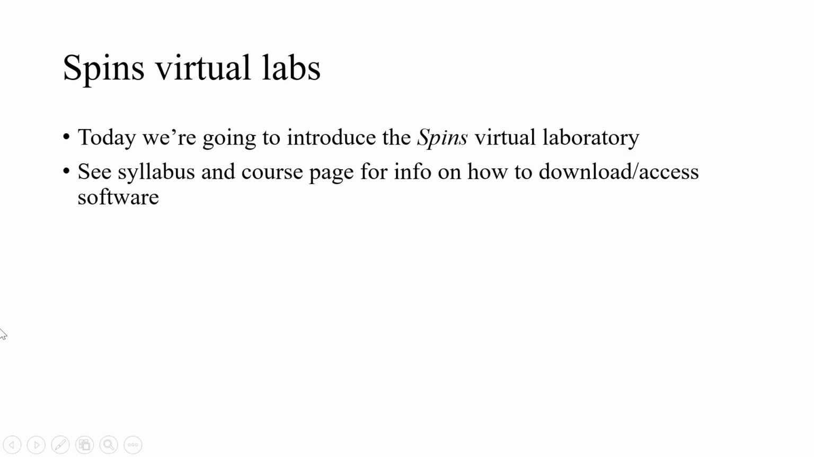So what we're going to do today is we're going to look at the SPINS virtual labs. You can go to the syllabus or the course webpage and get info on how to get access to this software. There's an online version. You can also download a local version to run this. We will be using this in some of our synchronous meetings to do some activities together and really get comfortable with quantum mechanics and some of the subtleties with it. But anyway, see those resources on how to get it, because you will need it for yourself.